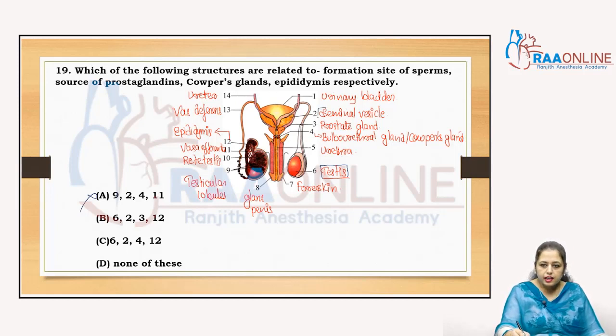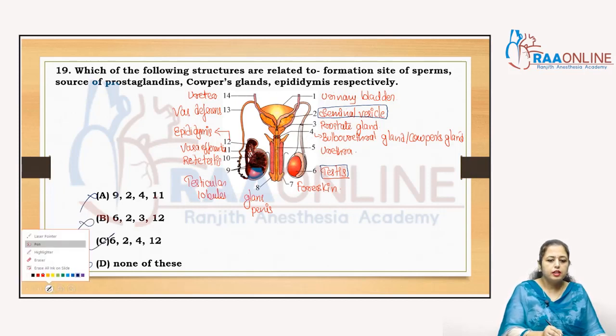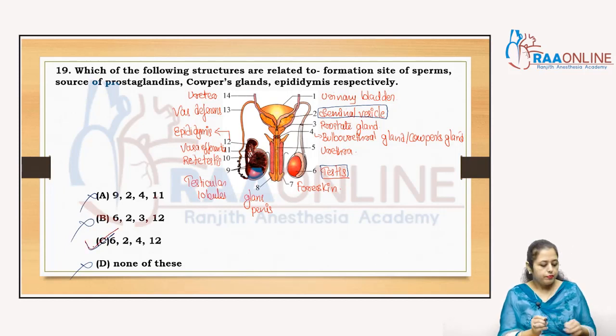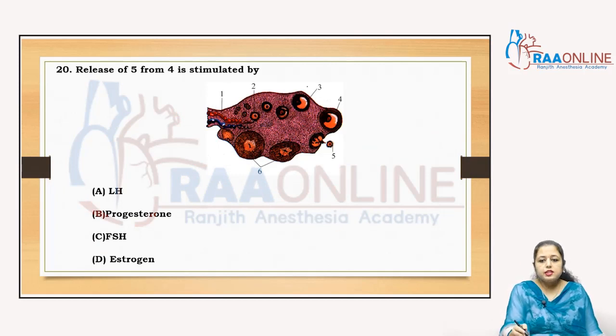So the second one is the seminal vesicle, right? That is 6-2 given in both options. Then third one is the Cowper's gland. Cowper's gland is 4, that is the bulbourethral gland, right? So the answer is C, B and D are also cancelled, right? So the answer is C. Clear? Now come to the next, actually this is the sectional view of the ovary, right?